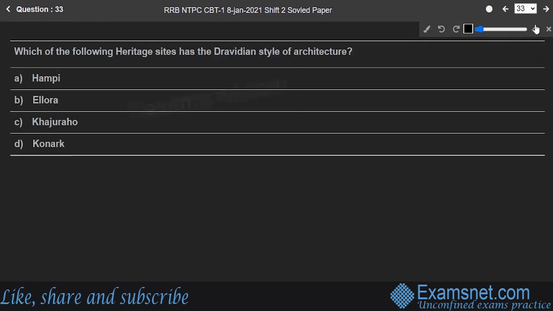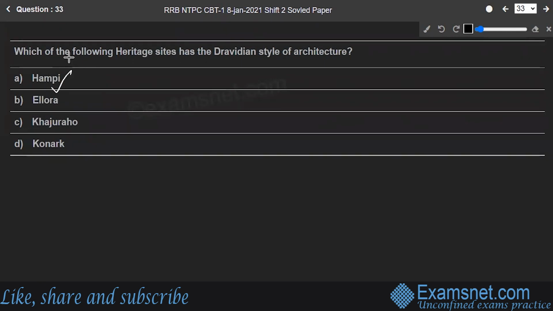Hope you understood that. Next is question number 33. Which of the following heritage sites has the Dravidian style of architecture? Is it Hampi, Ellora, Khajuraho, or Konark? The correct answer is Hampi.